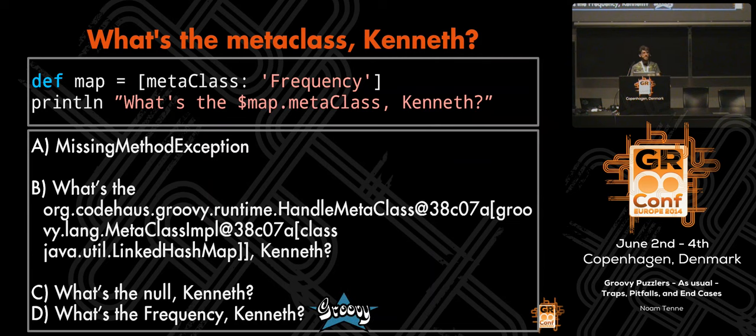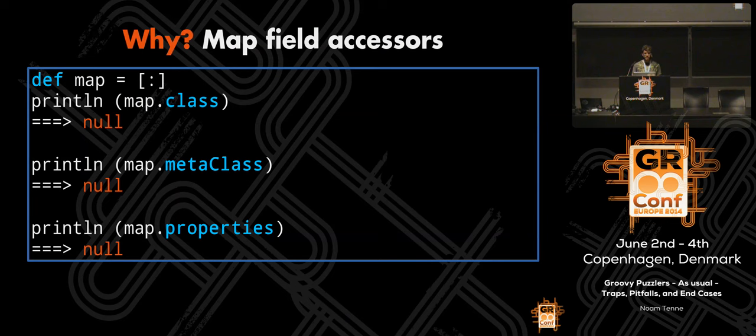So what's the frequency, Kenneth? It works, and it works like a charm. Why does it work? It works just fine because the map field accesses are absolute. So even if you're trying to access valid getters or valid fields of a map using the syntax, it'd be directed to the key value, the whole process of fetching from the map. So it's all futile. Map.class, map.metaclass, properties, all those will not work. It will always return null.